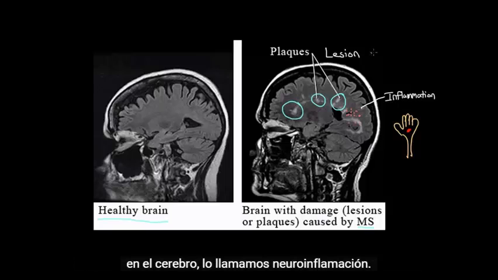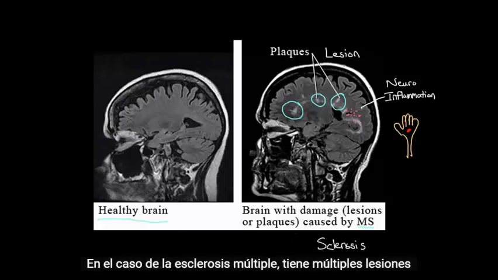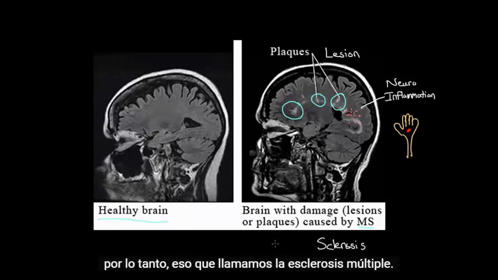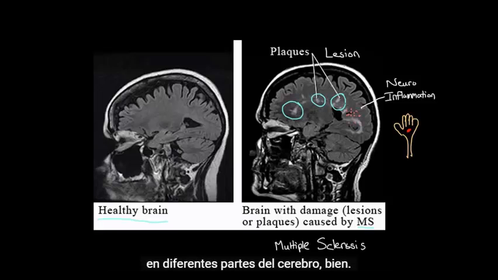And because it's happening in the brain, we call it neuroinflammation. Now, the condition in which you have these lesions in the brain is called sclerosis. In the case of multiple sclerosis, you have multiple lesions, hence why we call it multiple sclerosis. Now notice how you're getting these lesions in different parts of the brain, okay? Different parts of the brain are going to be responsible for different functions.